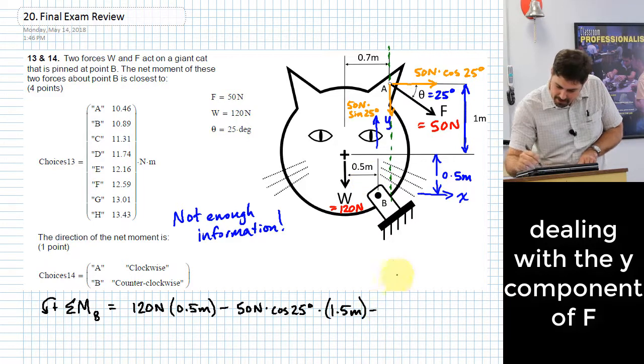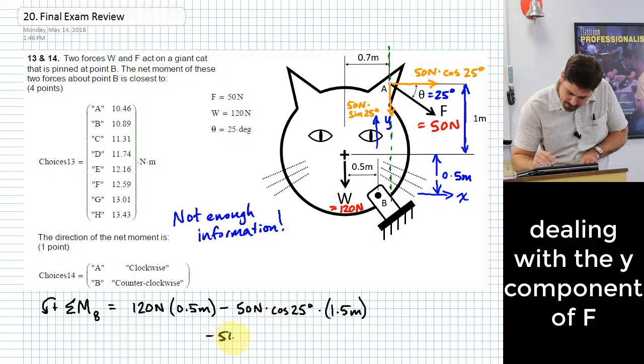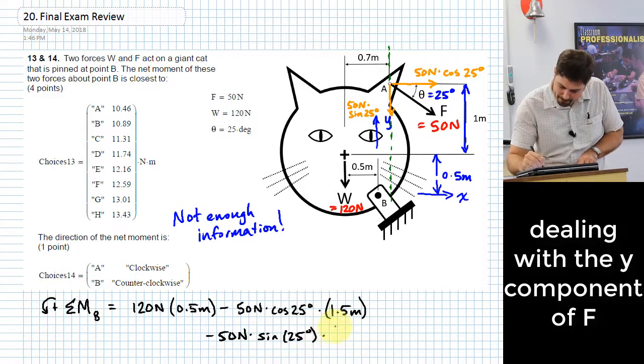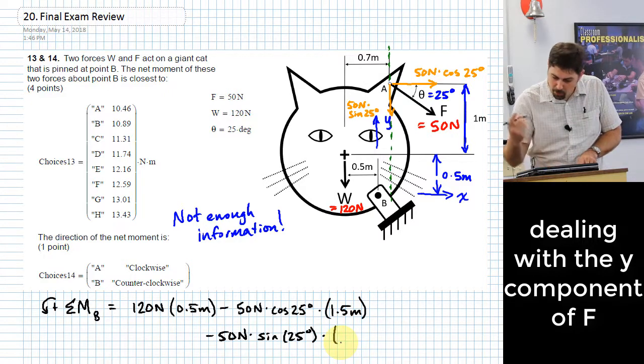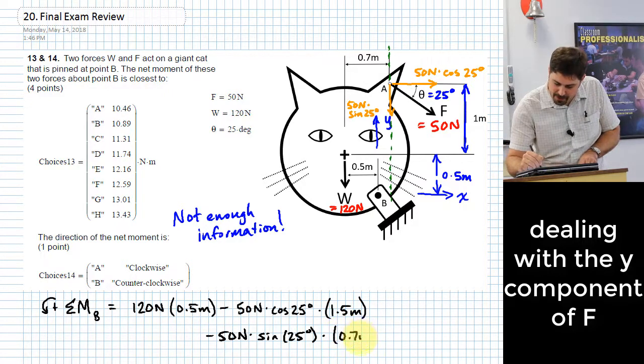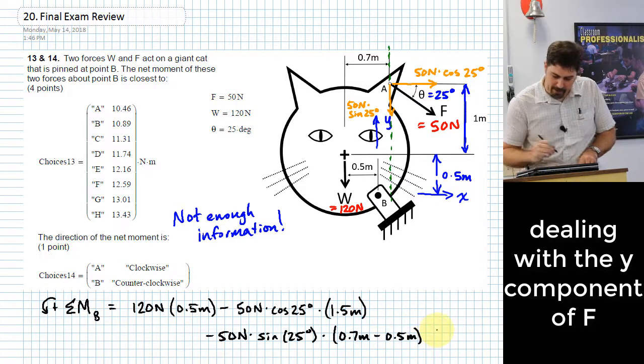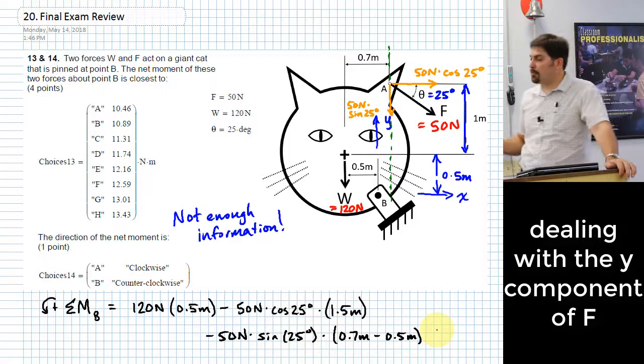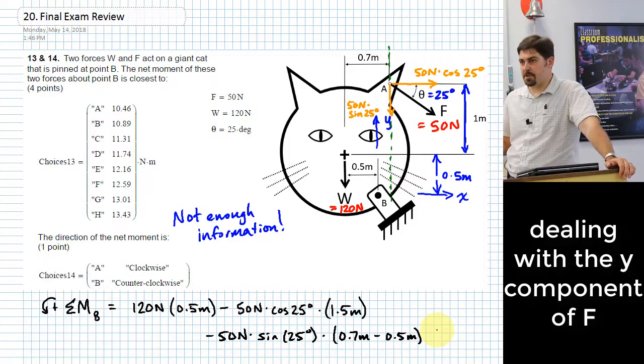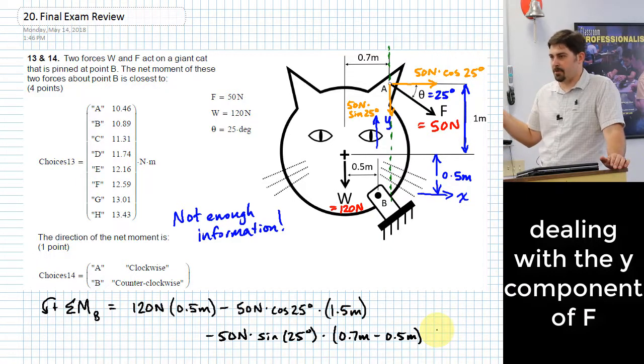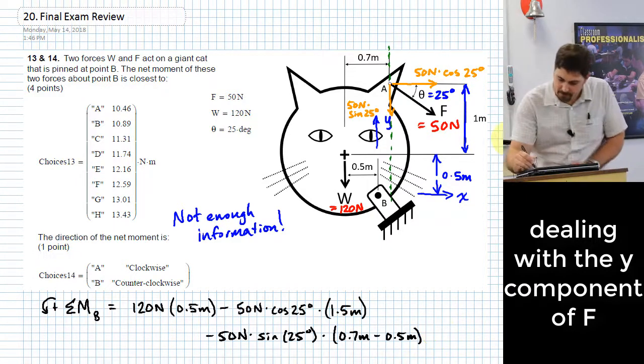So I say minus 50 newtons, tell you what, I'll do it down here. Minus 50 newtons times the sine of 25 degrees, times what? Okay, 0.2 meters, and where you got that was from 0.7 meters minus 0.5 meters. Okay. Now, since this is not an equilibrium problem, you don't set this one equal to 0. What you're trying to do is actually come up with a net moment that may not be 0 for this particular type of problem, okay?